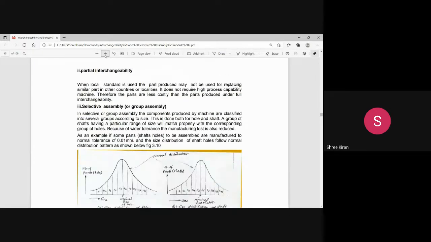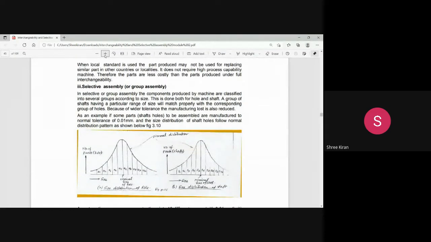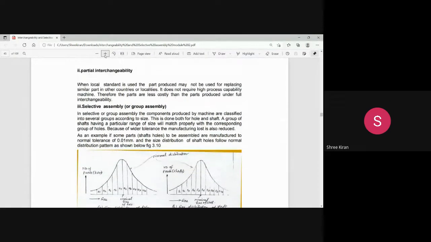Now the second case is partial interchangeability. In the case of partial interchangeability, when a local standard is used, the part produced may not be used for replacing a similar part.